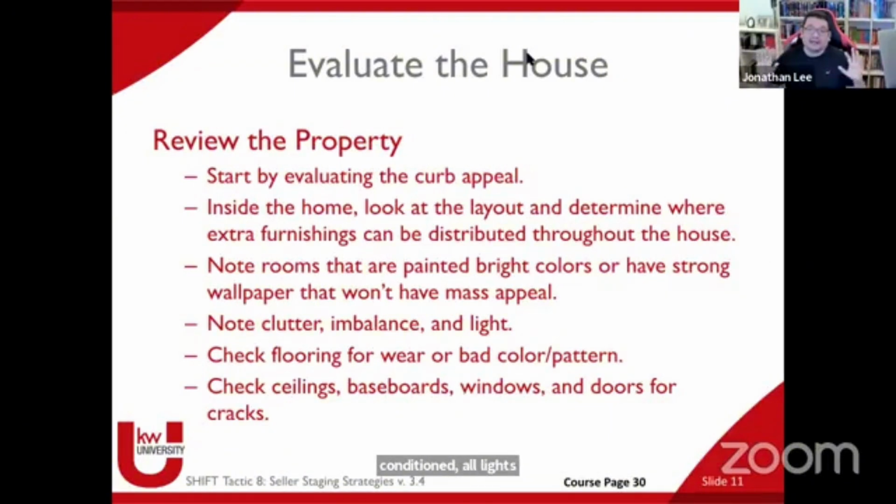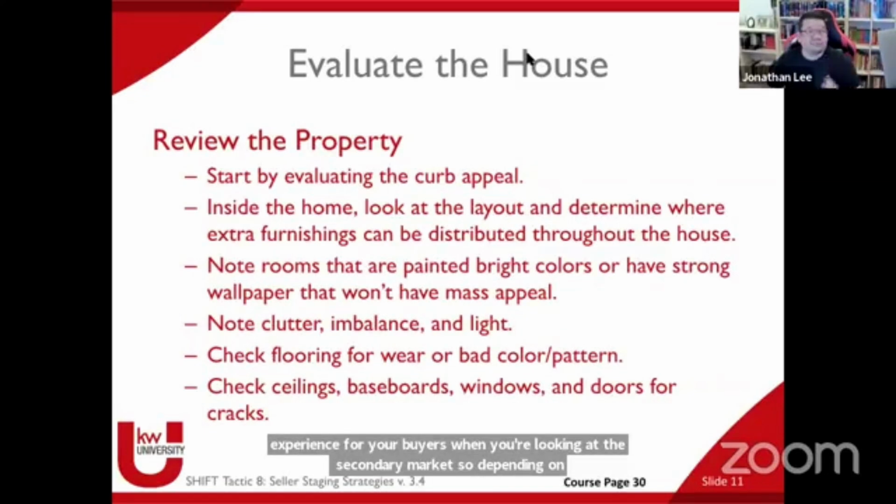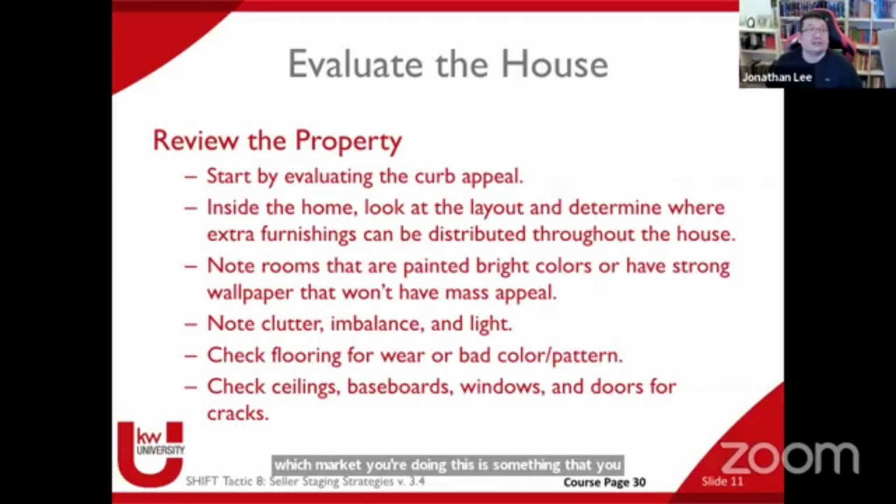I make sure that they are able to look at the key features of the entire home, because that's important, right? And I promise you, I always do that, and it works, because it sets the tone, it sets the environment right. Just as when you go into a show unit of a new project, you have to think about how you want to make that experience for your buyers when you're looking at the secondary market. So depending on which market you're doing, this is something you want to consider as you move forward.